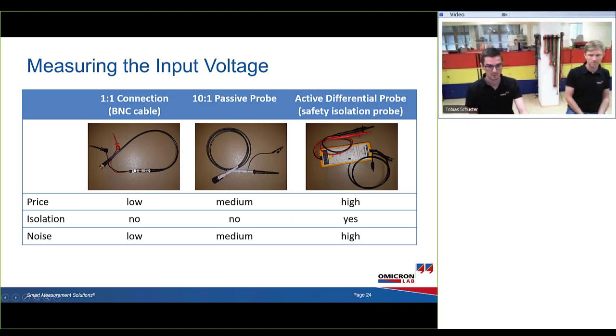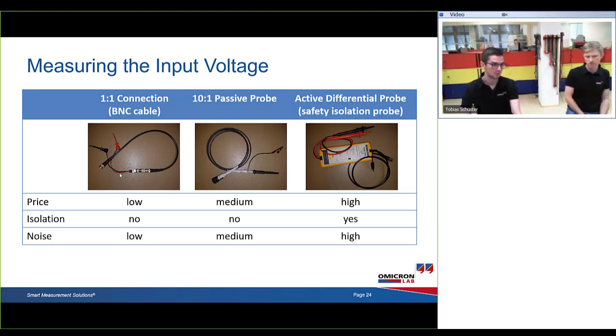So, some possibilities to measure the voltage. Really easy, probably the easiest, is a one-to-one connection, a BNC cable and two short leads. The price is very low, but there's no isolation, and the noise is pretty low, depending on the cable length. If you use longer BNC cables, it will be better.